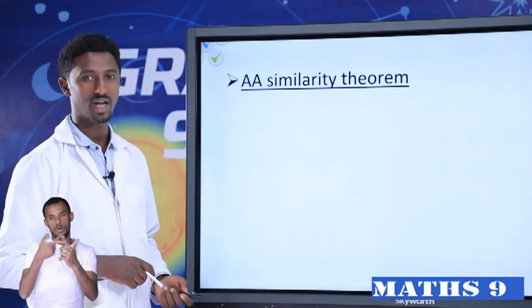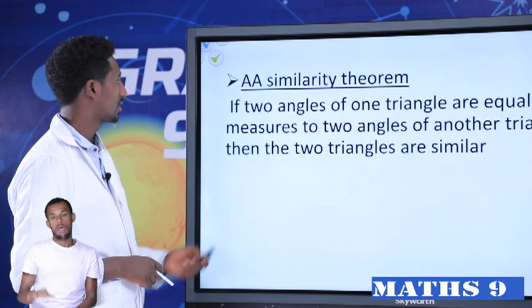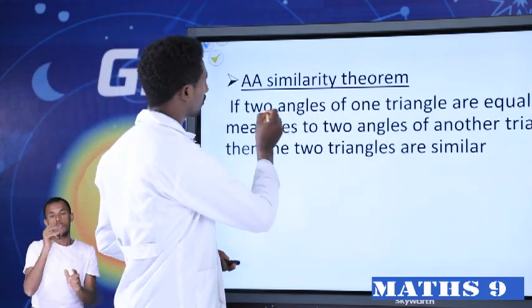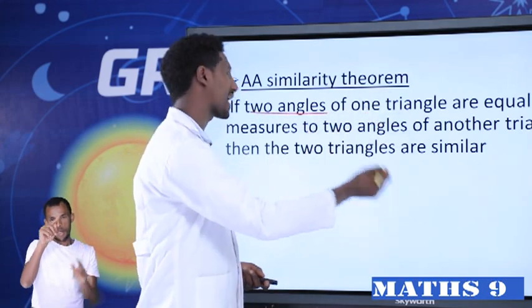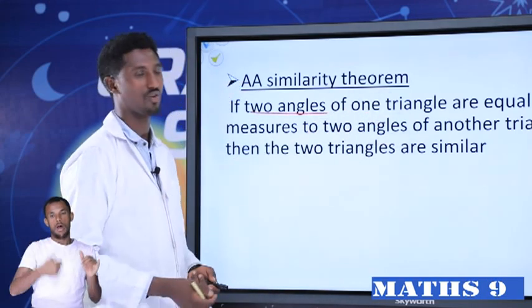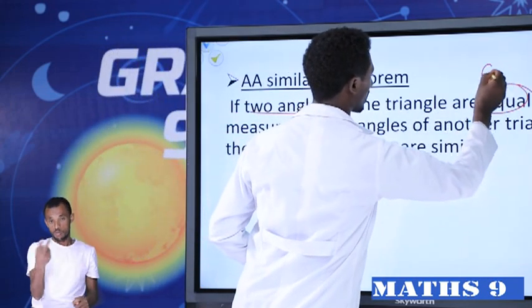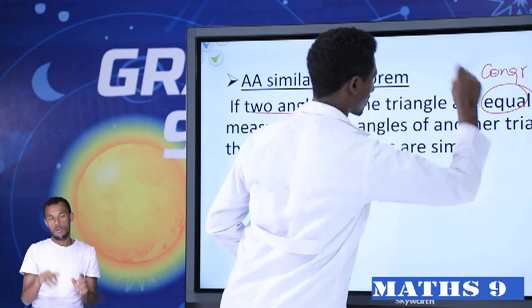Then the second one is angle-angle similarity. If two angles of one triangle are equal in measure to two angles of another triangle, or in other words, they must be congruent.